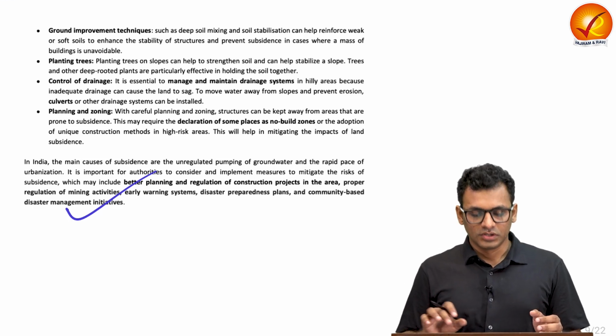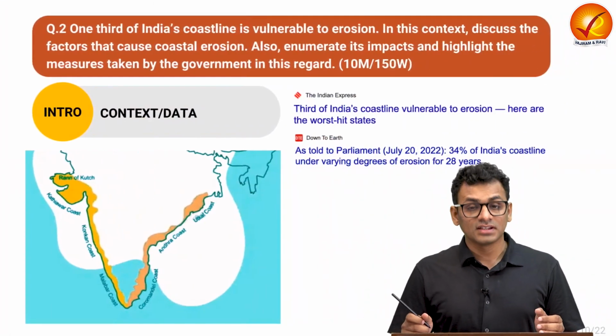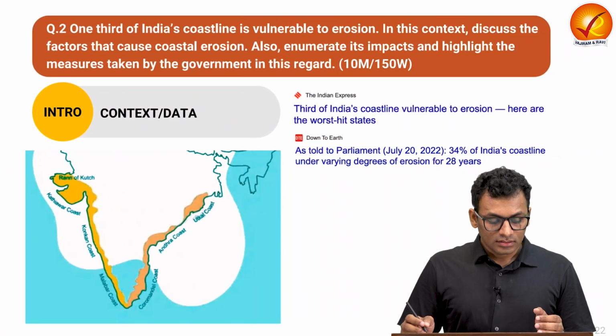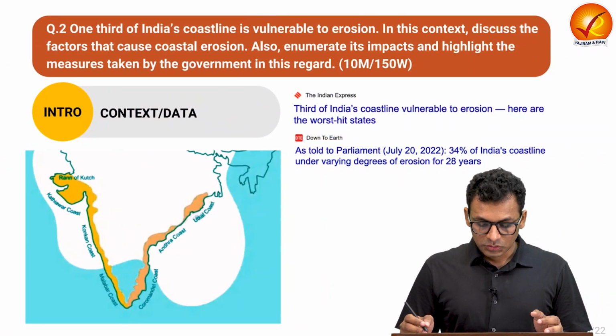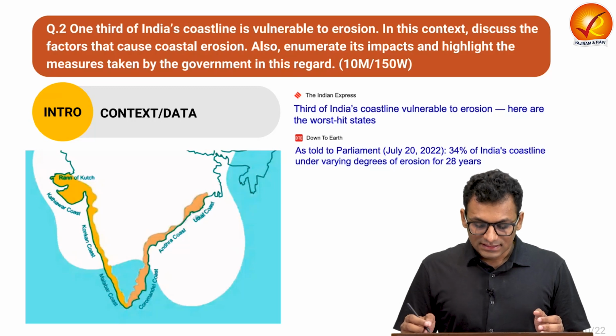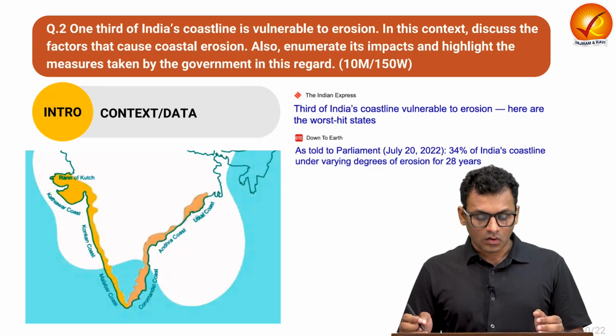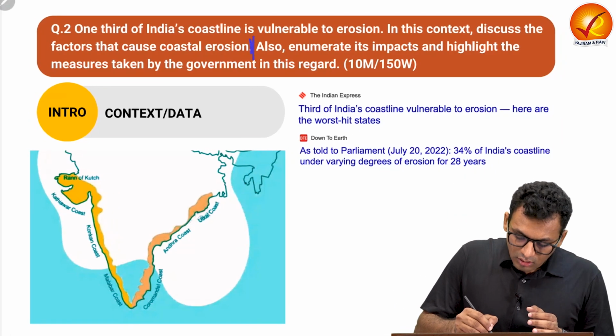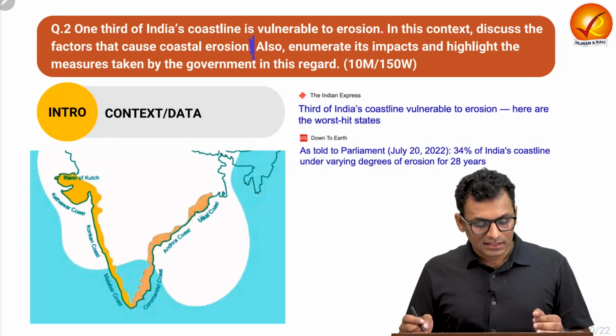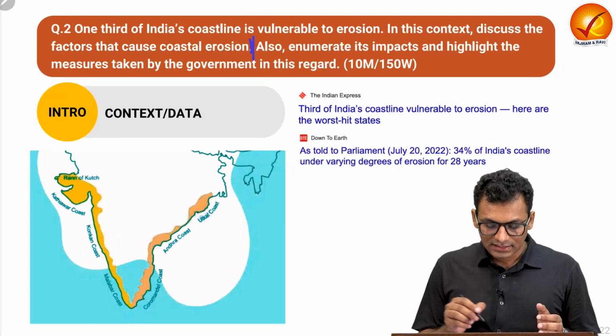Let us move on to question number 2. Let's read question number 2 together. 1/3 of India's coastline is vulnerable to coastal erosion. In this context, discuss the factors that cause coastal erosion. Also enumerate its impact and highlight measures taken by the government in this regard.